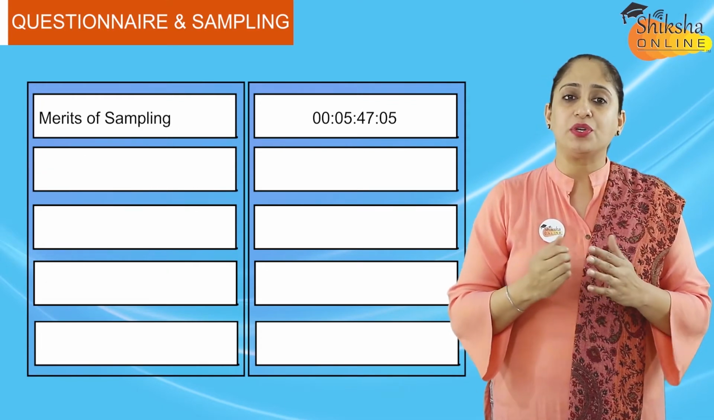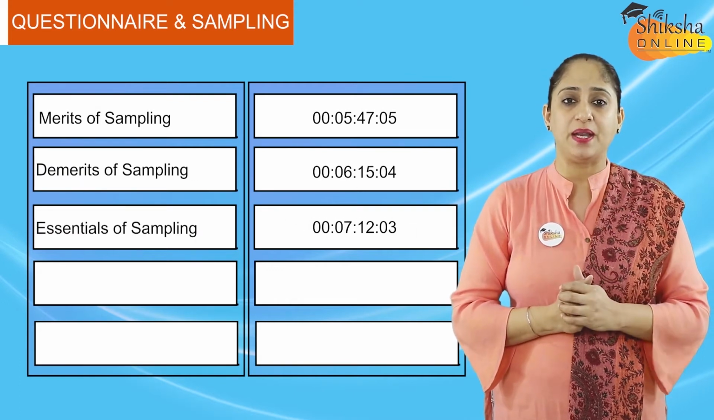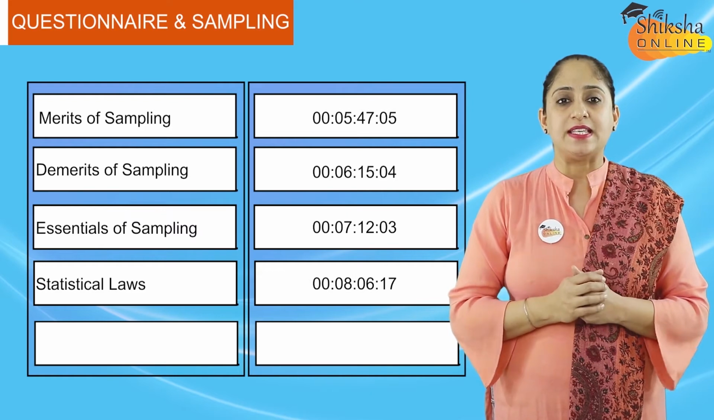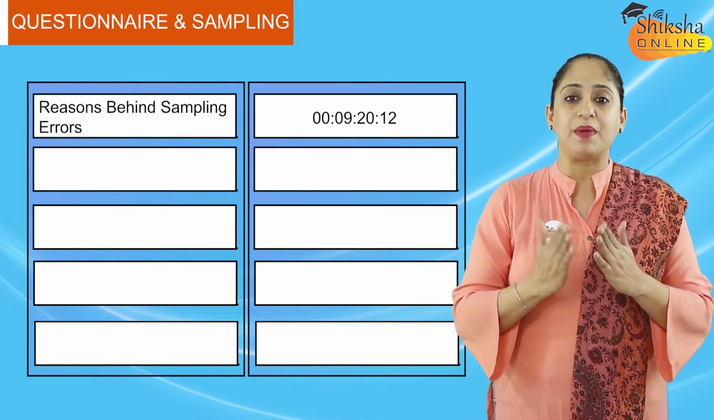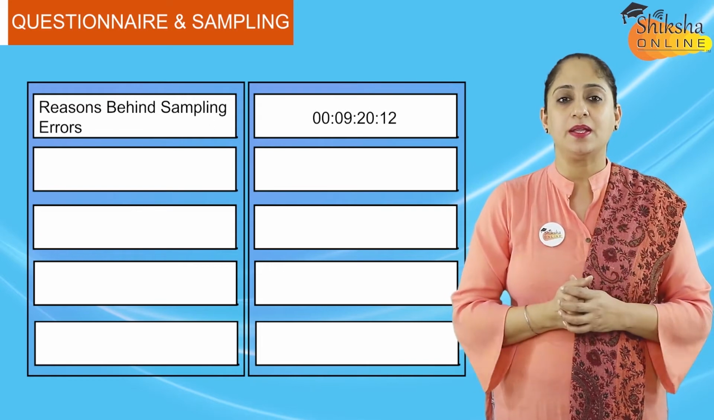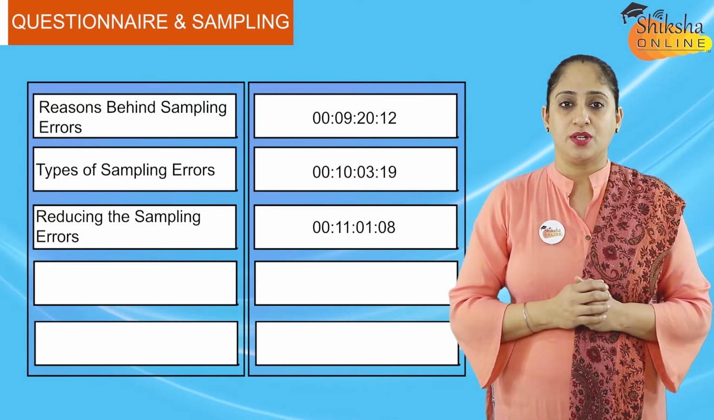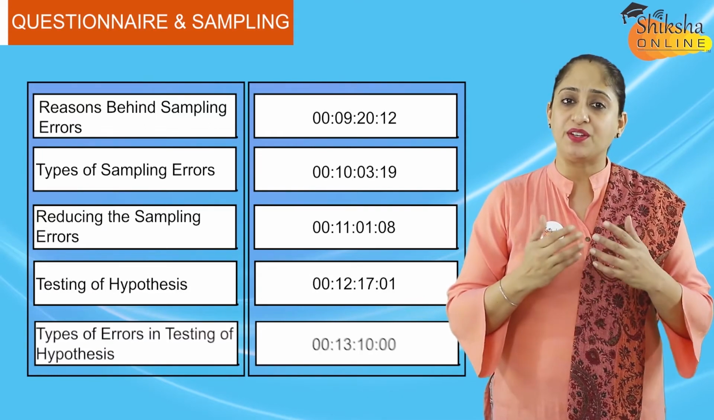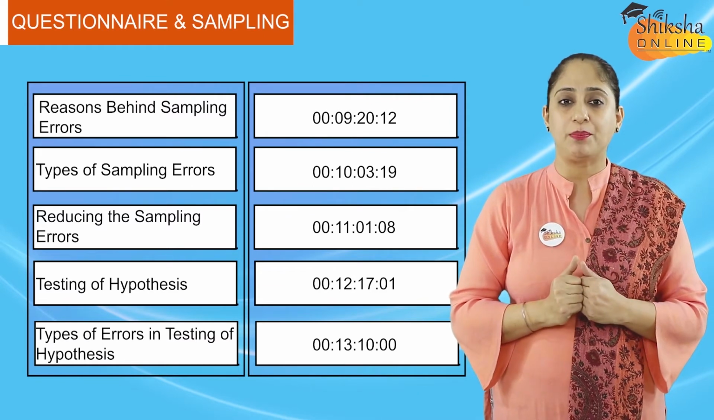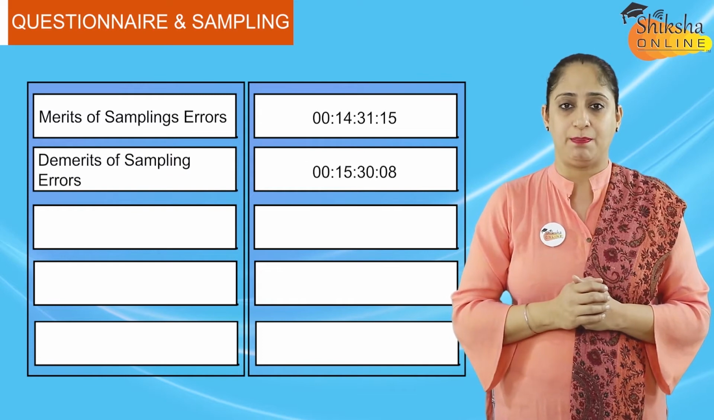Apart from that, we are also going to discuss the demerits of sampling, what are the essential requirements of sampling, statistical laws, sampling errors, and of course we are going to discuss what are the reasons behind these errors creeping in, types of sampling errors, reducing the sampling errors. We would also be discussing the testing of hypothesis, what are the different types of errors in testing of hypothesis, merits of sampling errors, and of course the demerits of sampling errors.